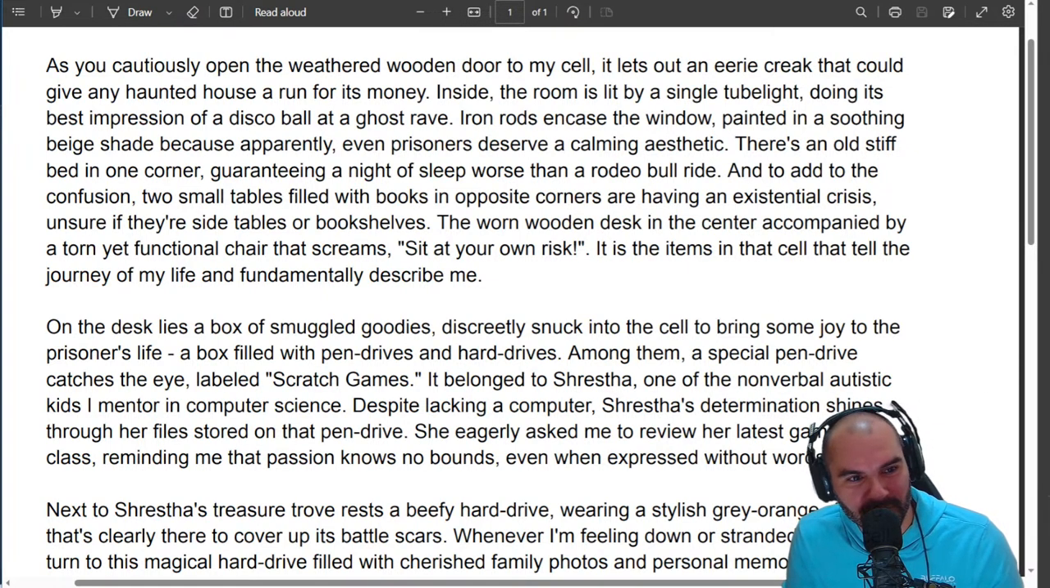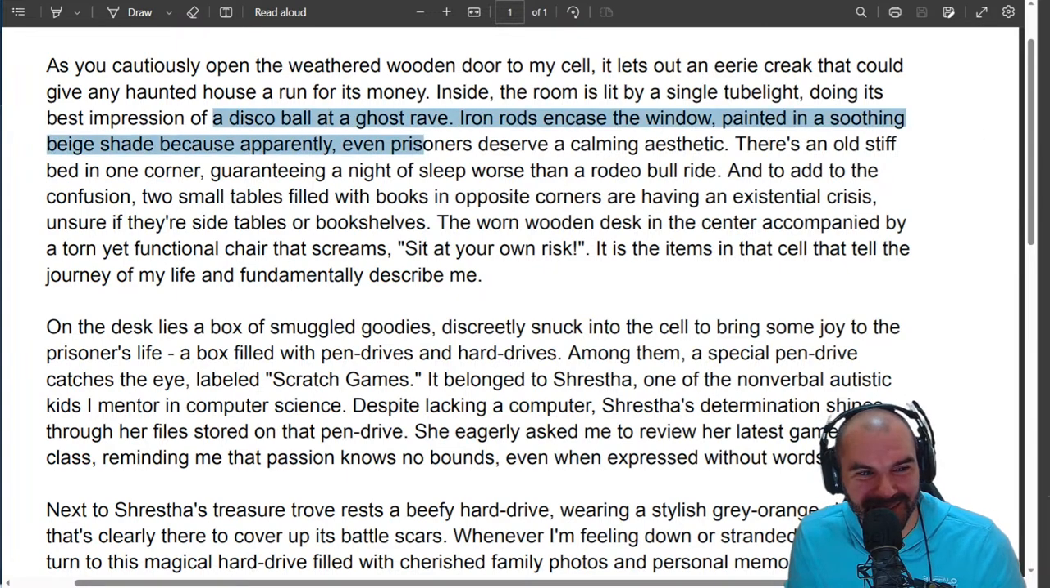Ooh, we start out with a very nice description. Weathered wooden door to my cell, like you're in prison. That's pretty bold. Okay, the room's a single tube light. Disco ball to ghost rave. That's kind of good. I like that. Iron rods encase the window. Even prisoners deserve a calming aesthetic.